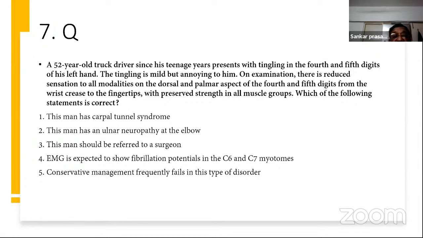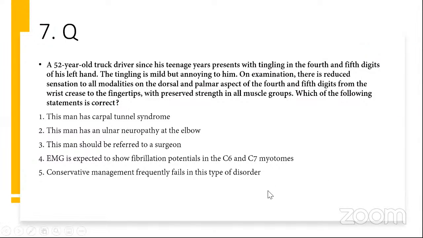So, what do you think is the correct answer in this question? So, any answers? Yeah, I think Suresh will answer this question.